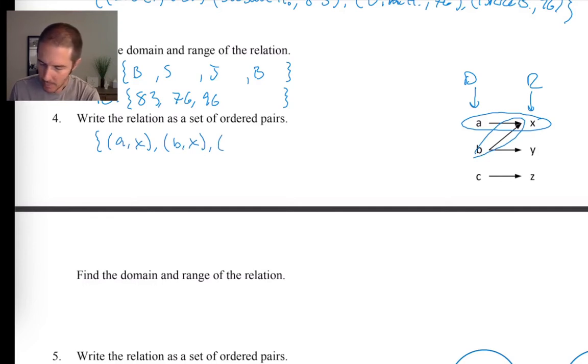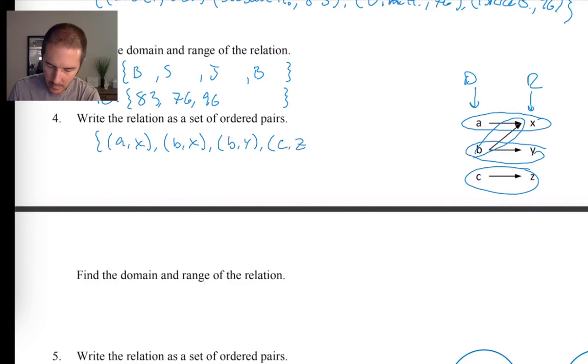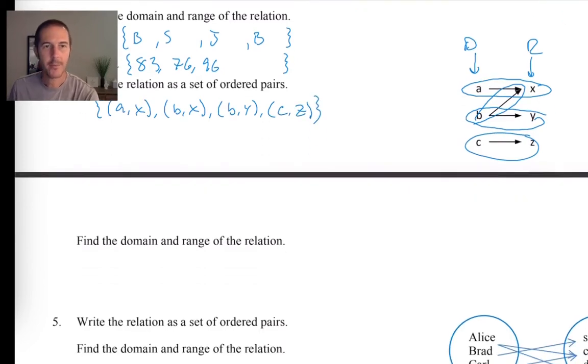Next, I see that B also maps to Y. And finally, C maps to Z. Again, your domain values would be a set containing A, B, C, and your range would be a set containing X, comma, Y, comma, Z.